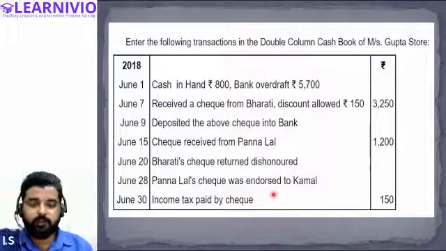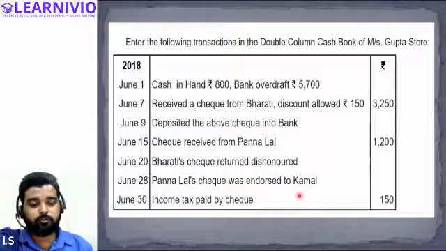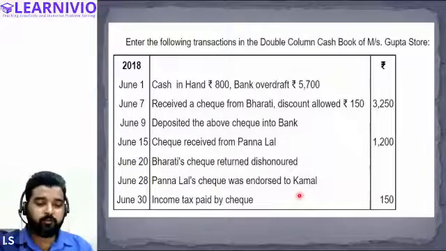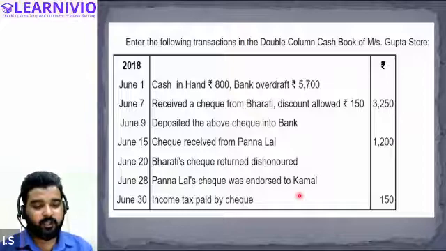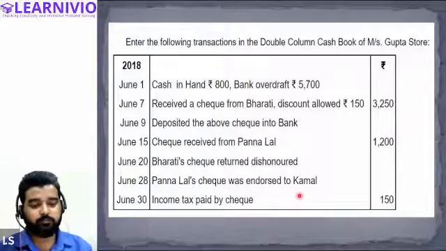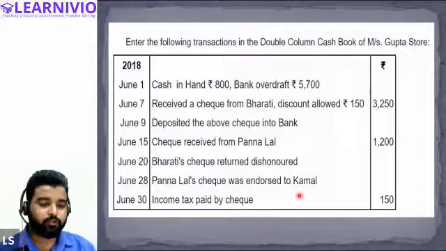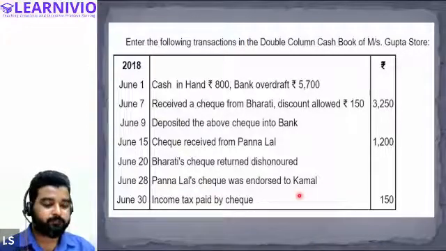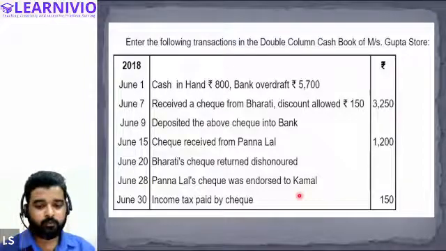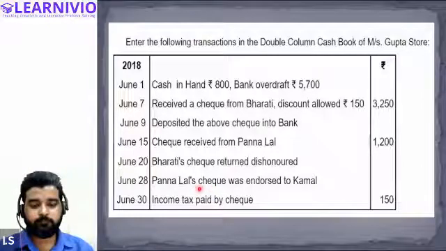But in endorsement, sir, is the same amount endorsed? Yes, the same amount will be endorsed. For example, suppose you have given me a check of rupees 50,000, and instead of encashing this check, I have transferred it to some other person. This is called endorsement. Endorsement does not affect the cash and bank account in any way. So this will not be recorded in the cash book.